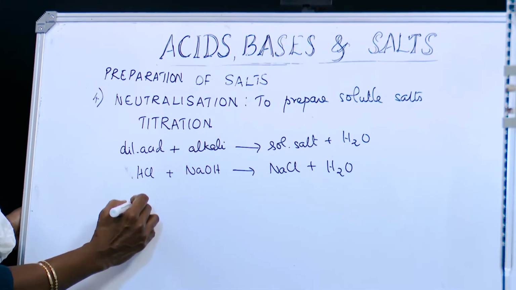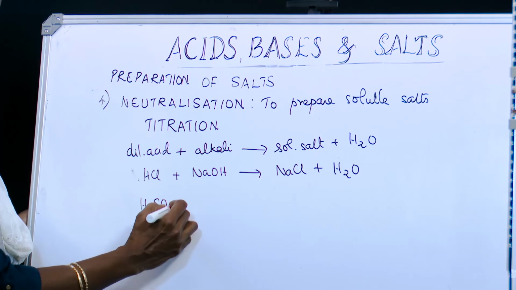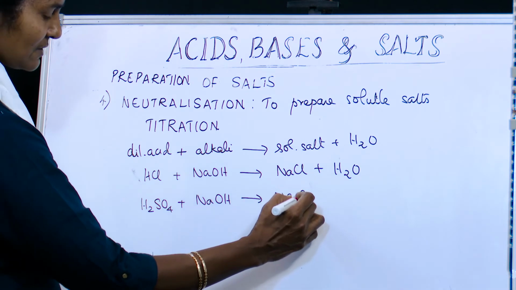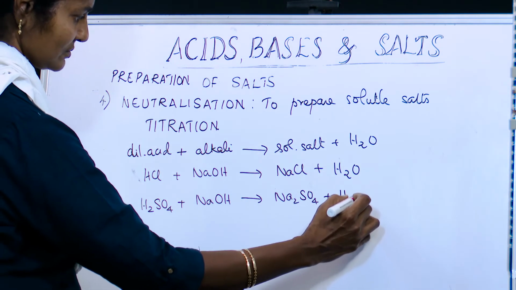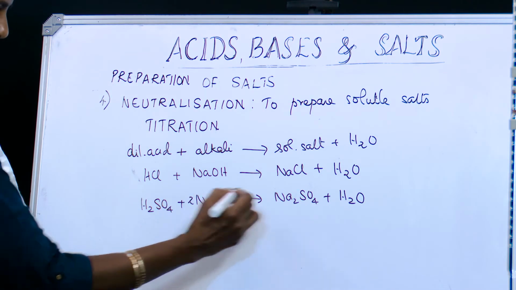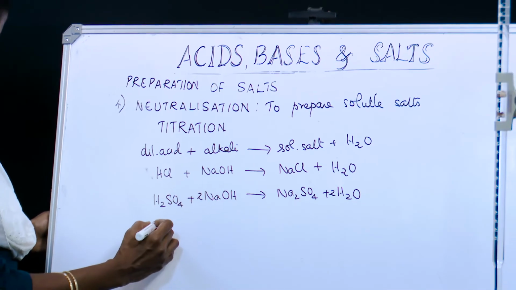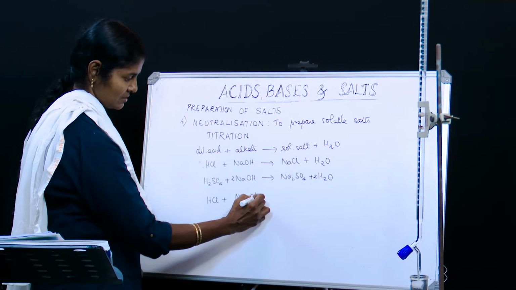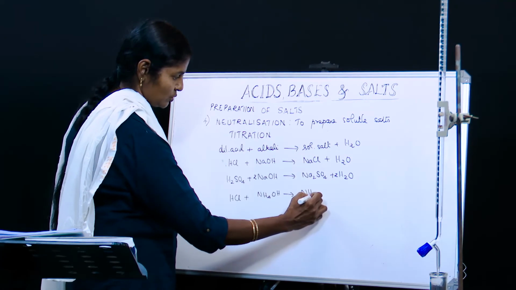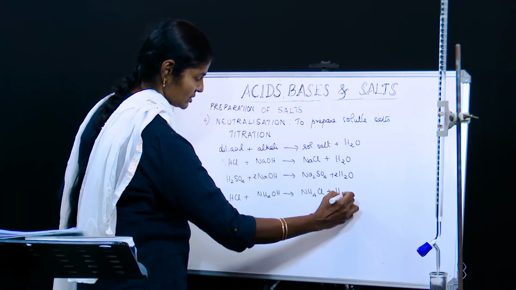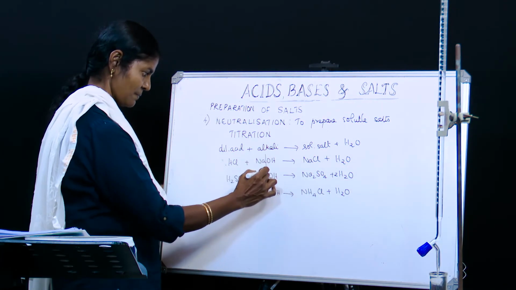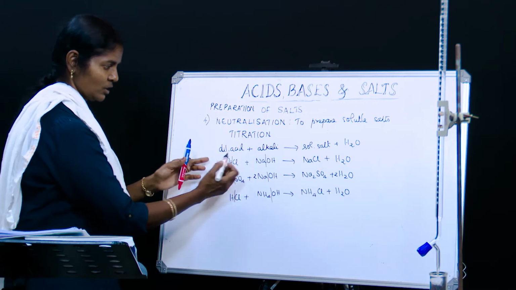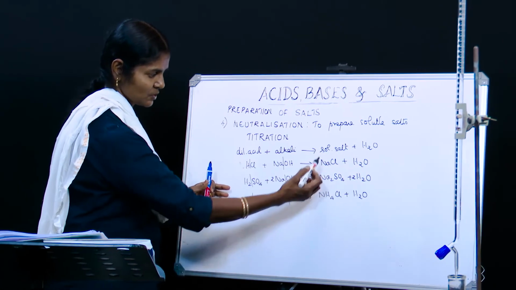Then we could also prepare with sulfuric acid. If we add alkali, we would get sodium sulfate and water. So this is also possible. Then we could prepare with dilute acid and ammonium hydroxide. When it reacts, you get ammonium chloride plus water. Okay, in everything the base and acid split up like this, and the water molecule is formed and the rest of this forms the salt.